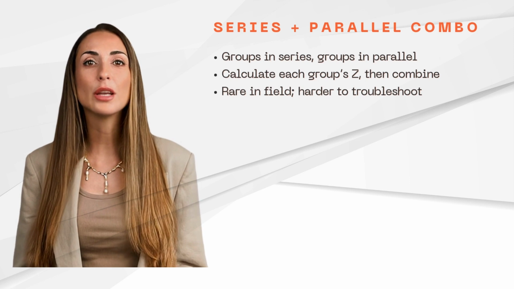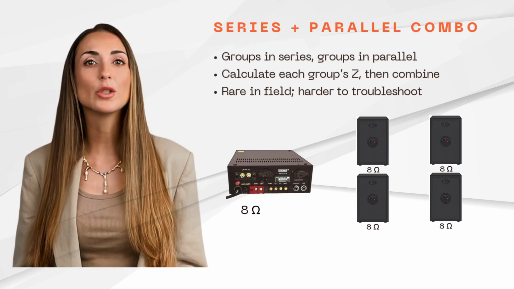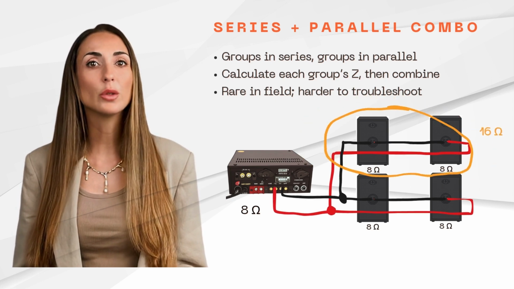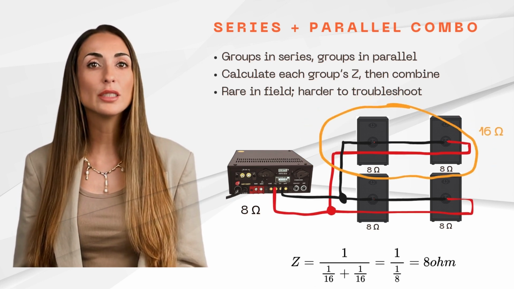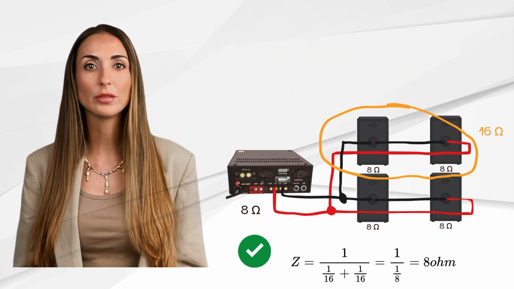A hybrid configuration combines series and parallel wiring. First, calculate the impedance of each group in series. Then treat those groups as parallel branches. While flexible, these setups are rare in fieldwork because they're harder to troubleshoot.